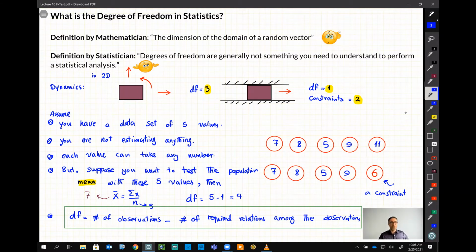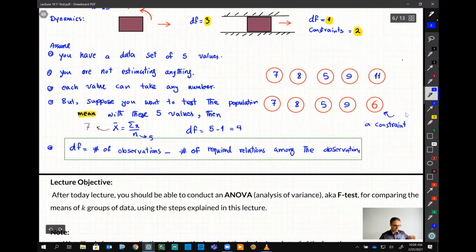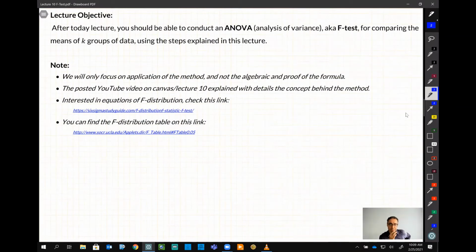So you saw it in thermodynamics and also in dynamics, with the numbers, the same concept. I hope your mind is now free of this confusion about degrees of freedom, and now, just like a statistician, you use the formula. So with that, let's start the F-test.